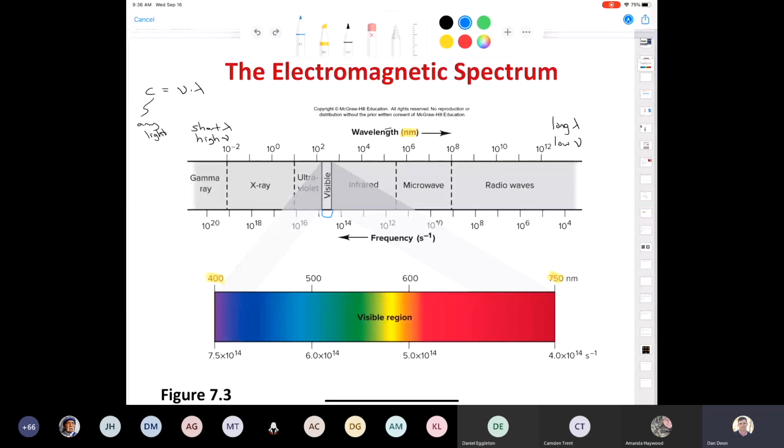Now, you've probably all heard of ultraviolet light, okay? And ultraviolet light has a shorter wavelength, right? Ultraviolet light is found right here. We cannot see it with the naked eye. It has a shorter wavelength, and it has a higher frequency. Beyond that, we have X-rays, which have an even shorter wavelength and even higher frequency. And then beyond that, we have the gamma ray, okay?